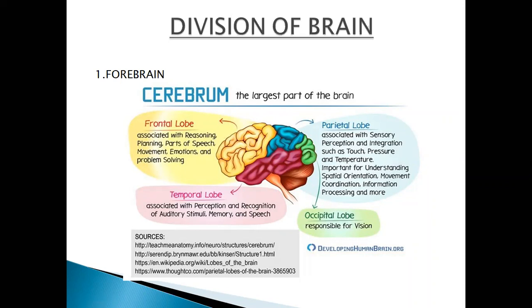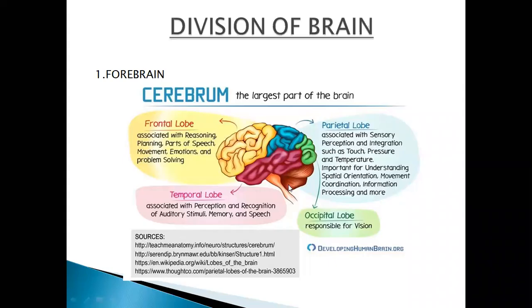It is divided into two cerebral hemispheres. Maybe I have the picture next. No, it's not there. Okay. If this is the cerebrum, we have divided it into two parts. One is the cerebral hemisphere. The anterior part of the cerebral hemisphere is called the olfactory bulbs. It is further divided into parts.